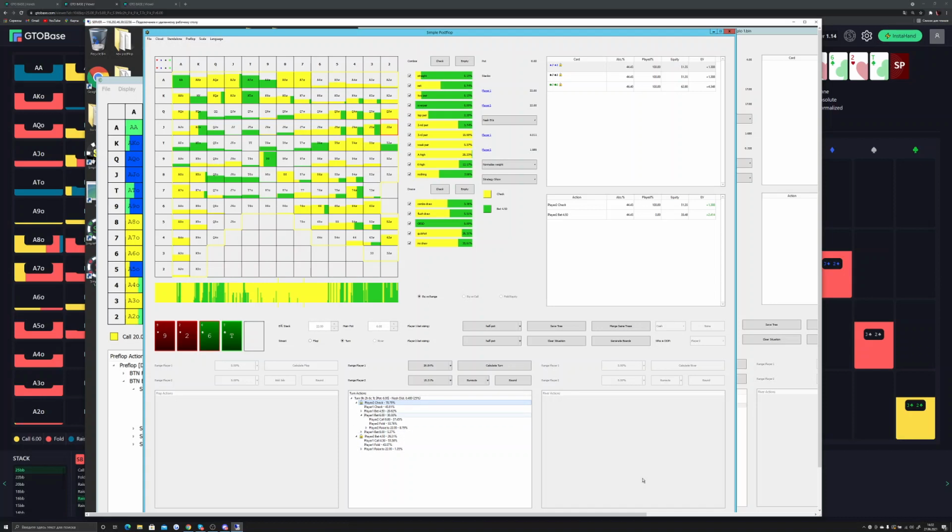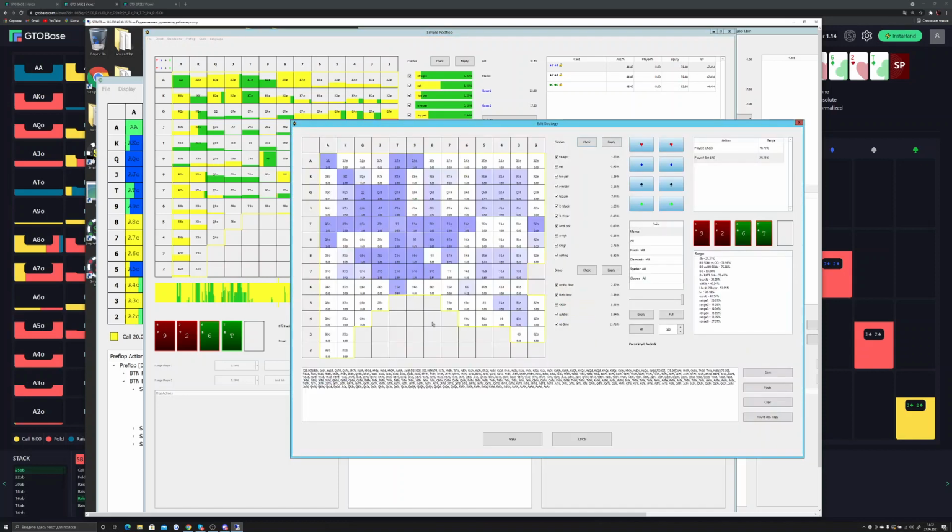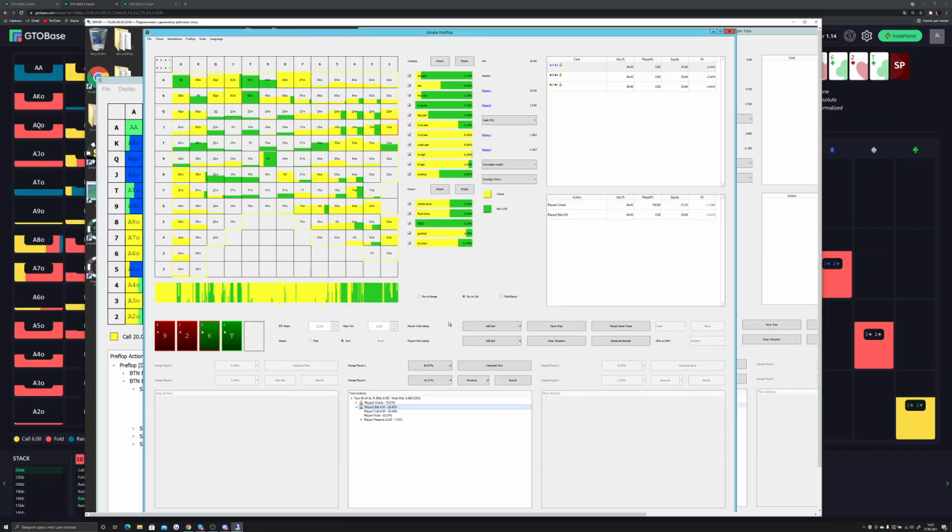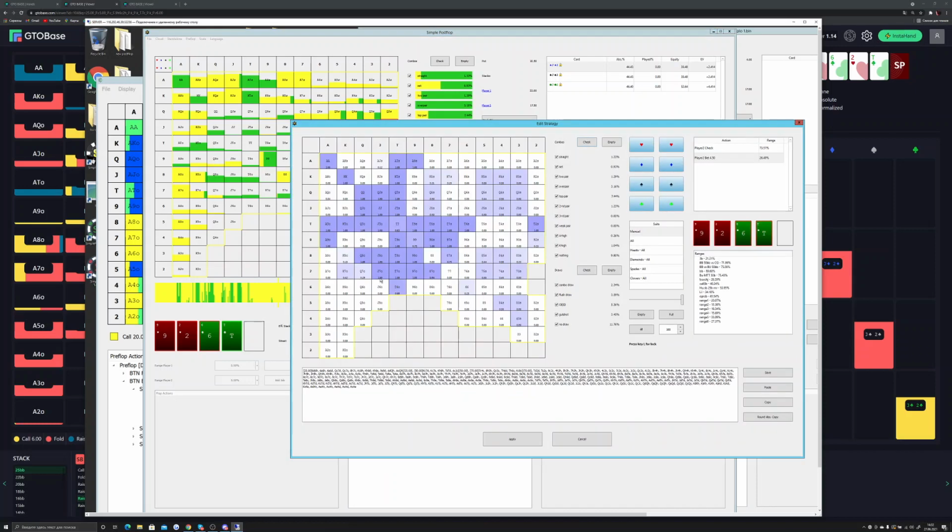So this way I can make some calculations that will be much more practical and much more precise for a real game. We can also assume that he always checks his king queen, king jack combos, and we can take a look at how it affects our strategy, our ranges. Oh, let's leave queen 7 combos in there, all of those. Yeah.